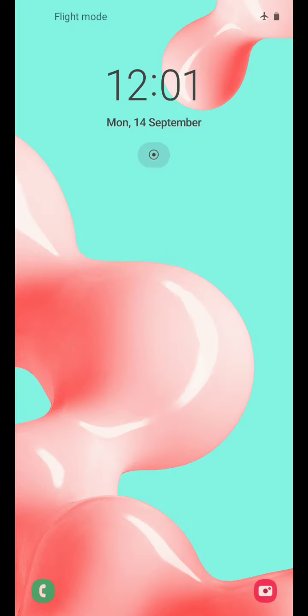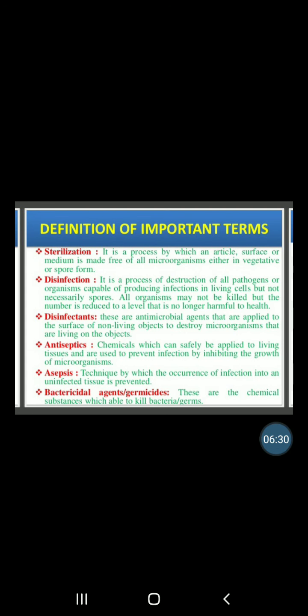In the physical method, first is the use of sunlight, then dry heat sterilization, then moist heat sterilization, and radiation sterilization. Dry heat sterilization is again divided into incineration, then red heat, then flaming, and last, the hot air oven. Next, moist heat sterilization.